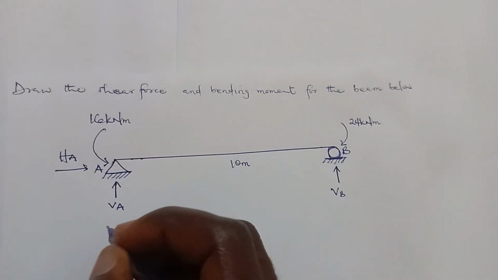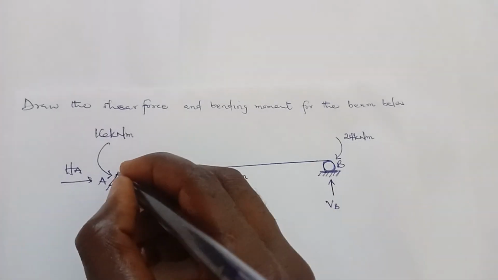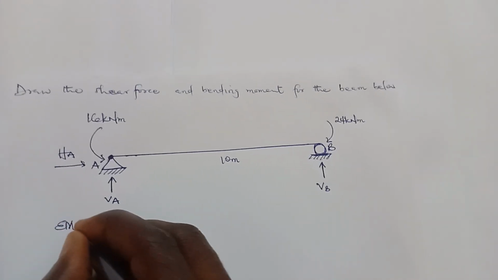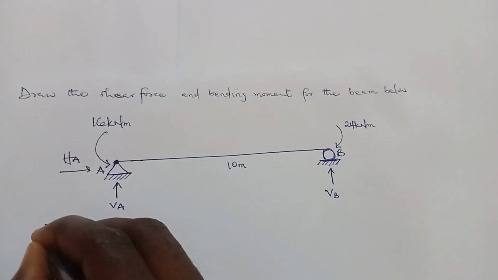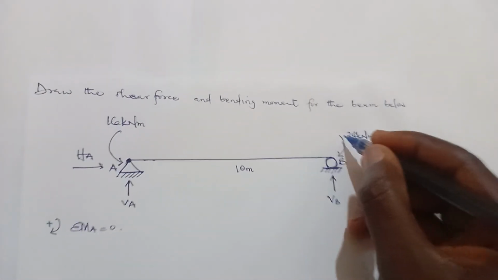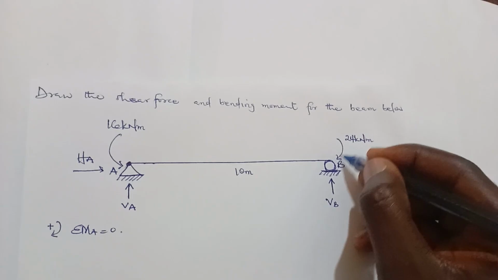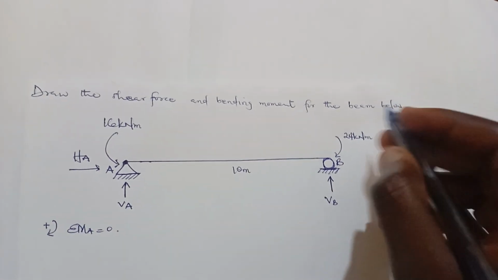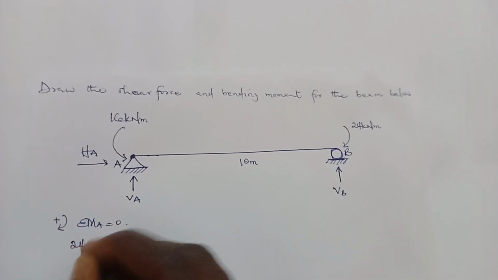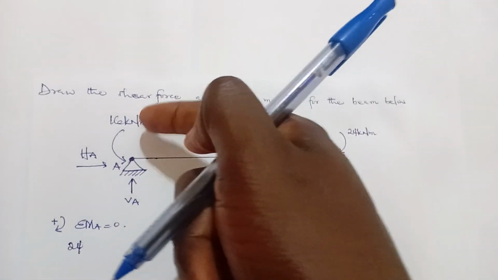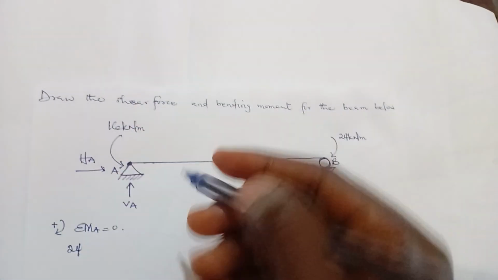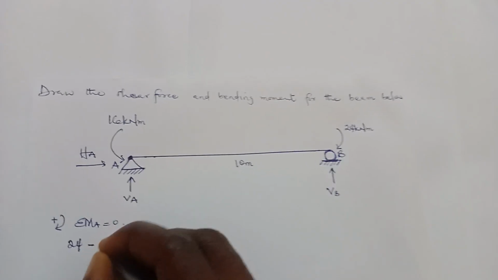So let's make use of our equilibrium equations. Let's take moment about support A. So the sum of moments about A is equal to 0, taking clockwise moments as positive. There's an existing moment, the 24 kilonewton meter, which is moving in the clockwise direction, so it's positive: 24. The 16 kilonewton meter is an existing moment moving in the anti-clockwise direction, so it's negative: minus 16.